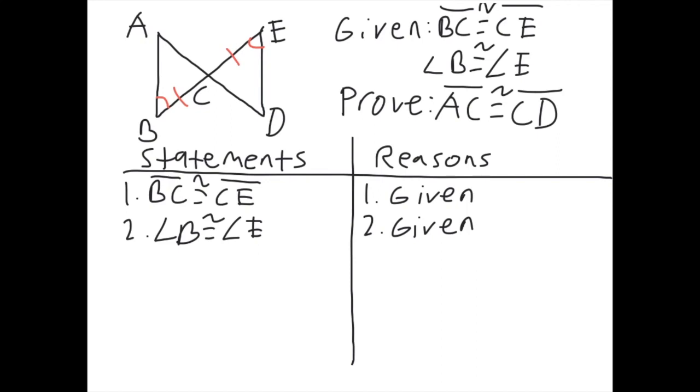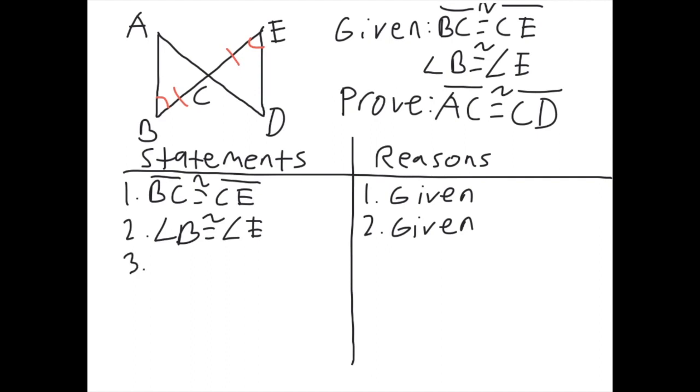Now, we have an angle and a side, an angle and a side. So all we need is one more thing, either a side or an angle. Notice here, these are vertical angles. They're created by these 2 lines intersecting. Vertical angles are congruent. So, you just say that these 2 angles are congruent.